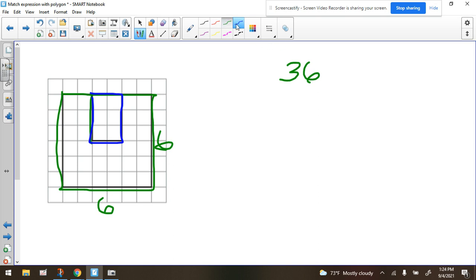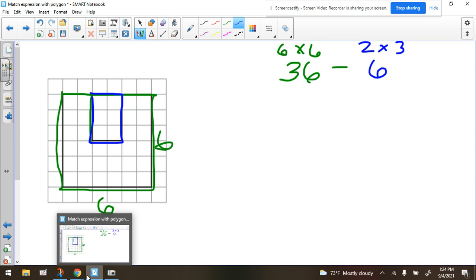So keep in mind, to get this 36, we just did 6 times 6. And we're going to subtract out of that the area of this blue rectangle, which is a 2 by 3. And if we do 2 times 3, that's going to be equal to 6. And if we do 36 minus 6, that'll give us 30.